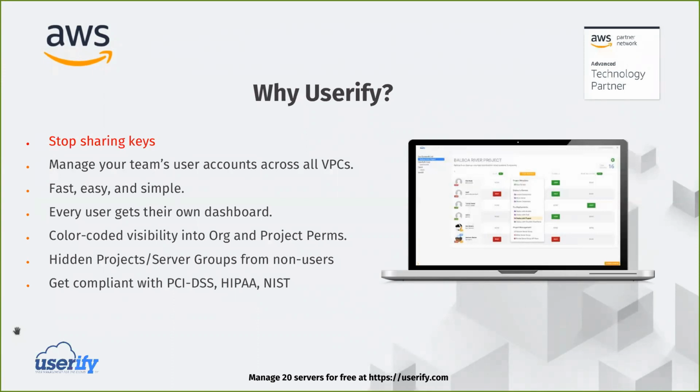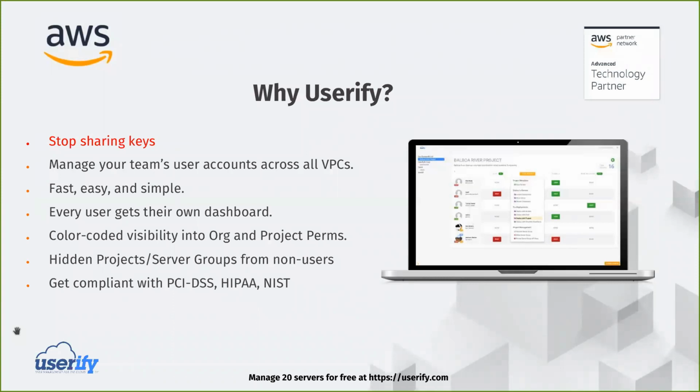So some of the other things that Userify does for you is it also provides color-coded visibility into your organizational and project permissions. As you can see on the screenshot there, you've got red and green for root and user accounts, and then just none is the no user account. And if you do not have access to a particular server group or to a particular project at all, you won't see them in your list. So your specific dashboard only shows you access to what you actually can log into.